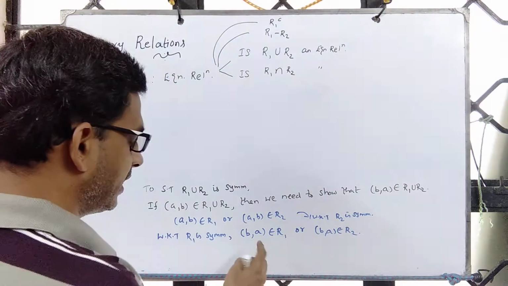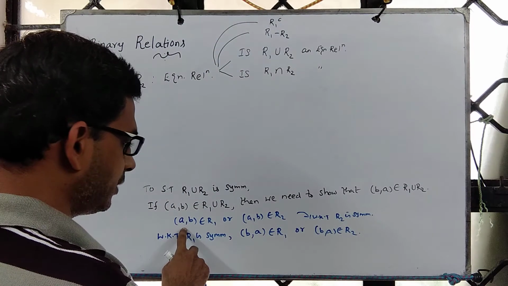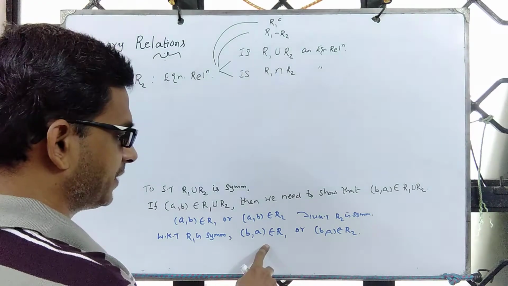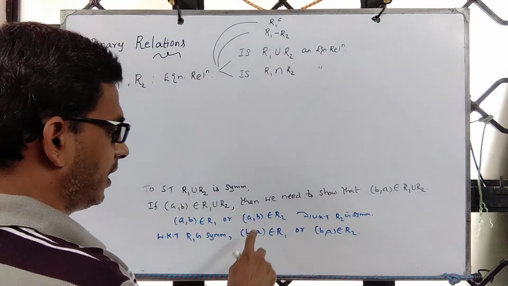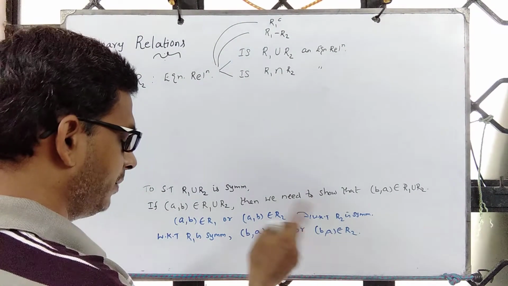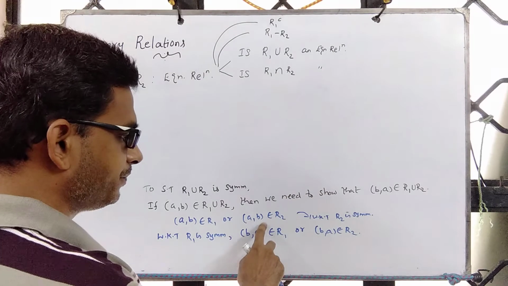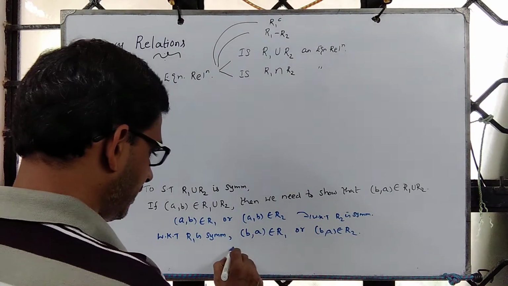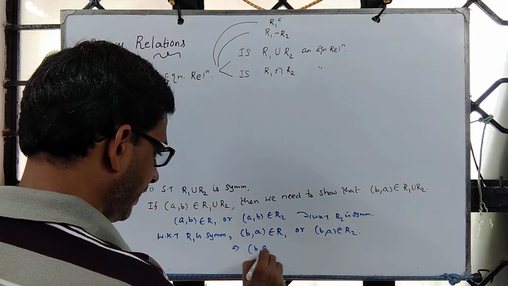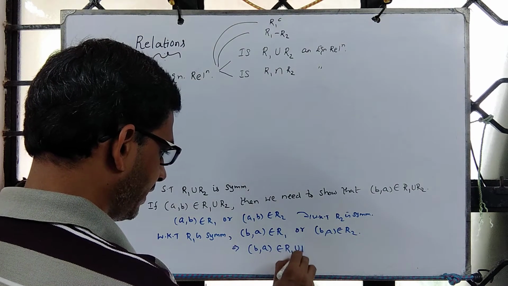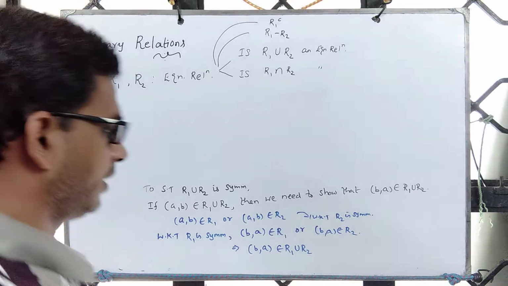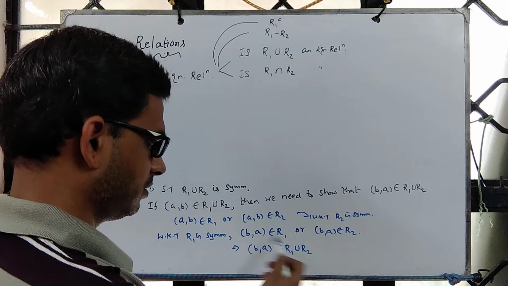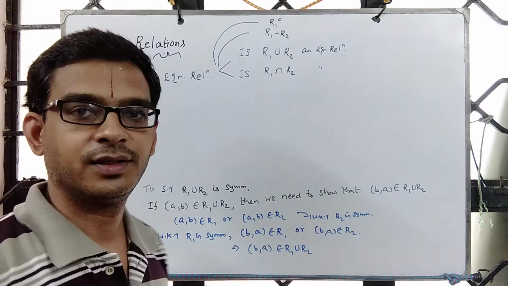So it may be the case that (a, b) is present in R1. Because of that, (b, a) is present in R1. And or (a, b) is also present in R2. Because of that, (b, a) is present in R2. Now with this you can conclude that (b, a) belongs to R1 union R2. If it is present in this, then you get this. If it is present in this, you get this. If it is both also, you get this.